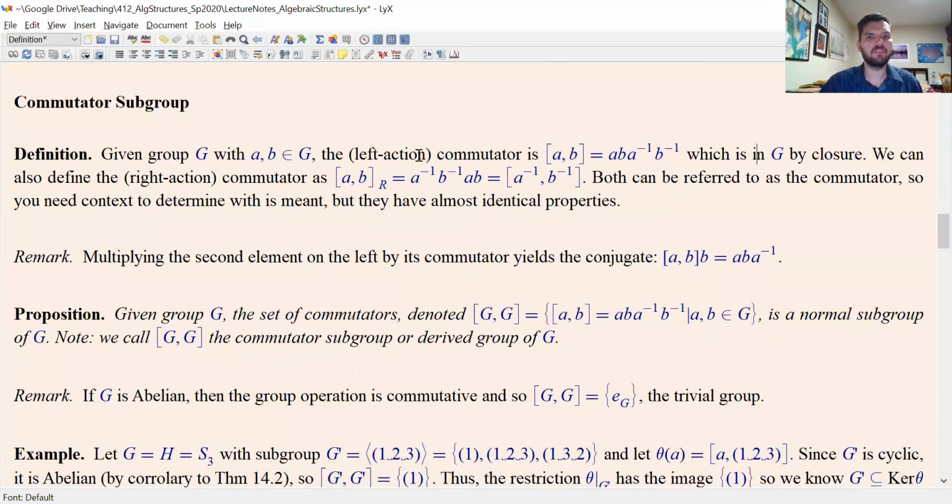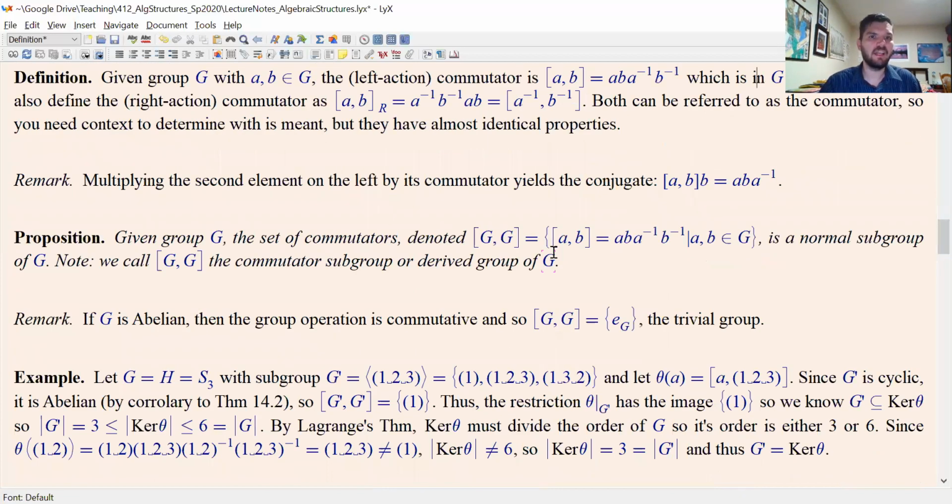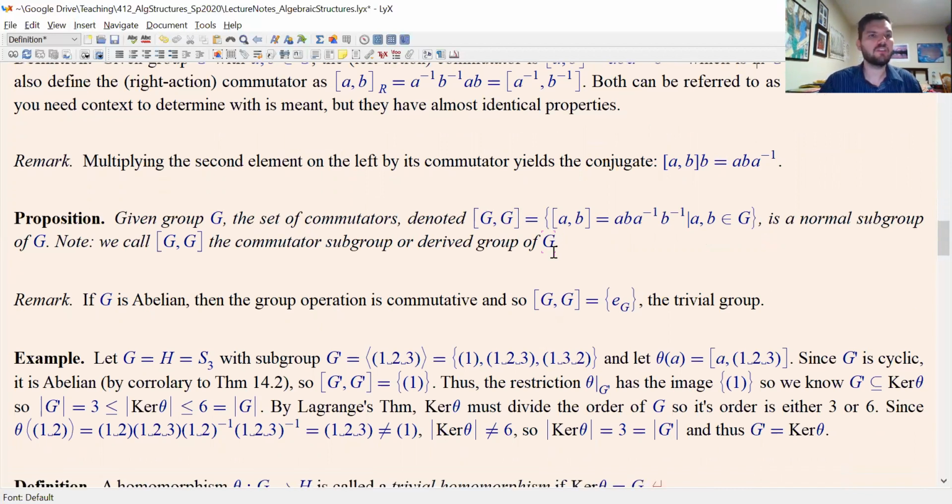There's a similar version that we've seen before called the right action commutator, but we're going to focus on the left because basically they are identical in what they form and how they act. It just gets a little confusing switching back and forth. So as long as you stick with one definition, all the properties hold as long as they're consistent.